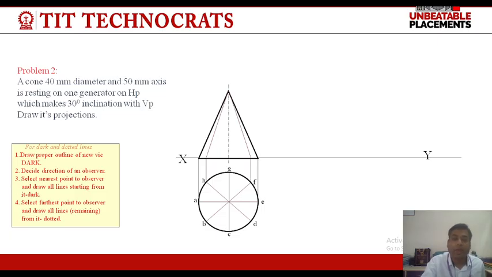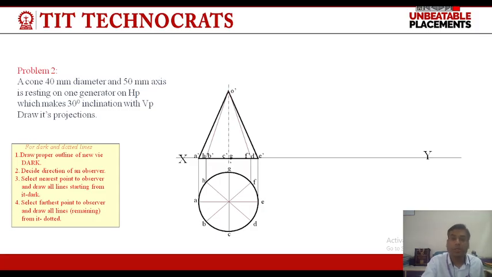These lines will help us in projecting the cone when it is inclined to HP or VP. So, this is the front view and top view of a cone. Now, as given in the problem, this cone is resting in HP on its generator.